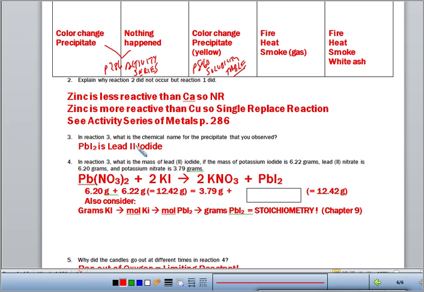Now that is a little bit of an exception to our naming rules, because lead and tin are not in the transition block. They're not in the D block. They're actually in the P block. They're classified as other metals. However, because both tin and lead, Miss Fuel, can have a 2 plus or a 4 plus charge, you have to designate which one you have. Lead 2 or lead 4.